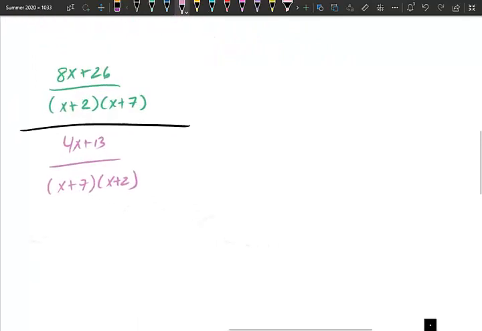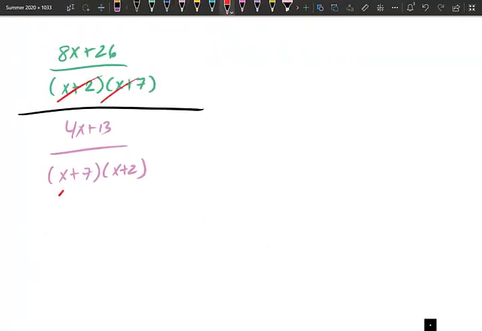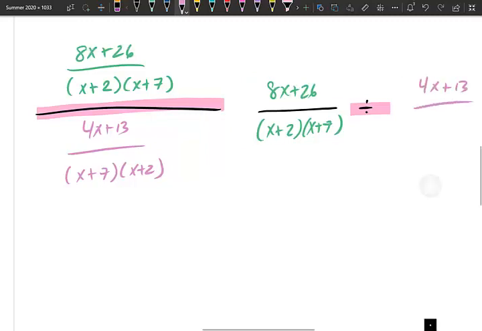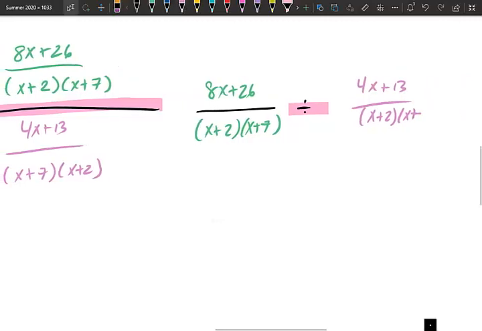All right, let's simplify this now. But let's say you don't like to do it that way. We know that this symbol just means division. So we have 8x plus 26 over x plus 2, x plus 7, and that's divided by 4x plus 13 over x plus 2, x plus 7. We keep change flip.